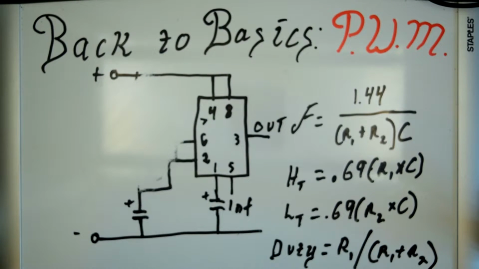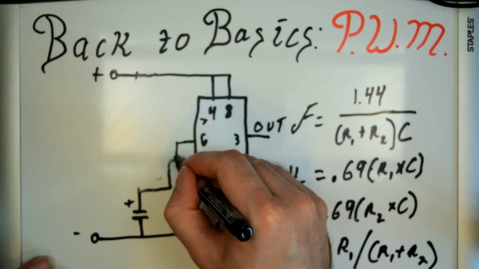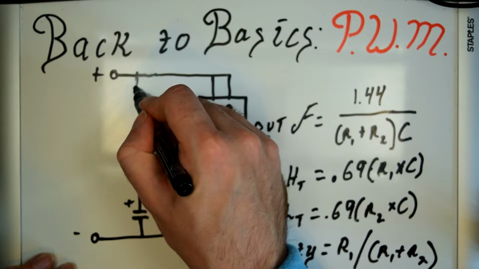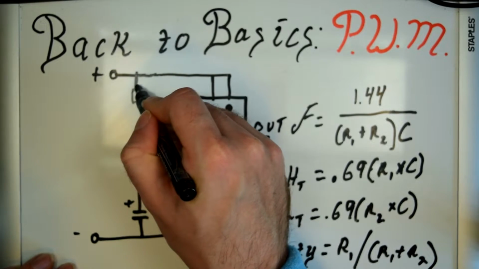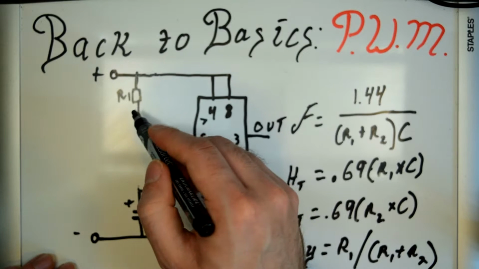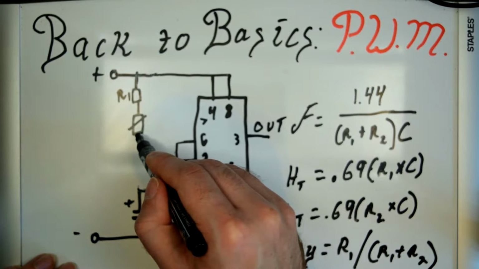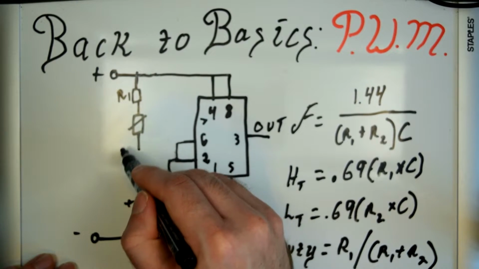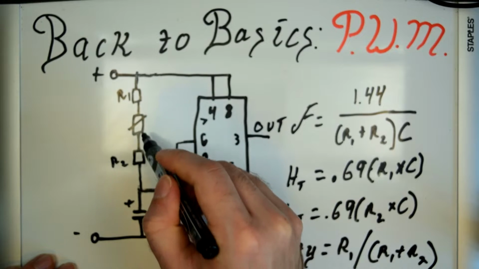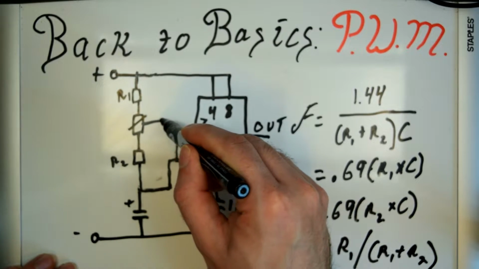Oh, I forgot to actually attach pin 7 anyway, so we'll rework this diagram real quick here. So we're going to have a resistor R1, and that's actually going to come out into a potentiometer, and then that'll come out to another resistor R2, and then the center tap of that potentiometer will come out to pin 7.